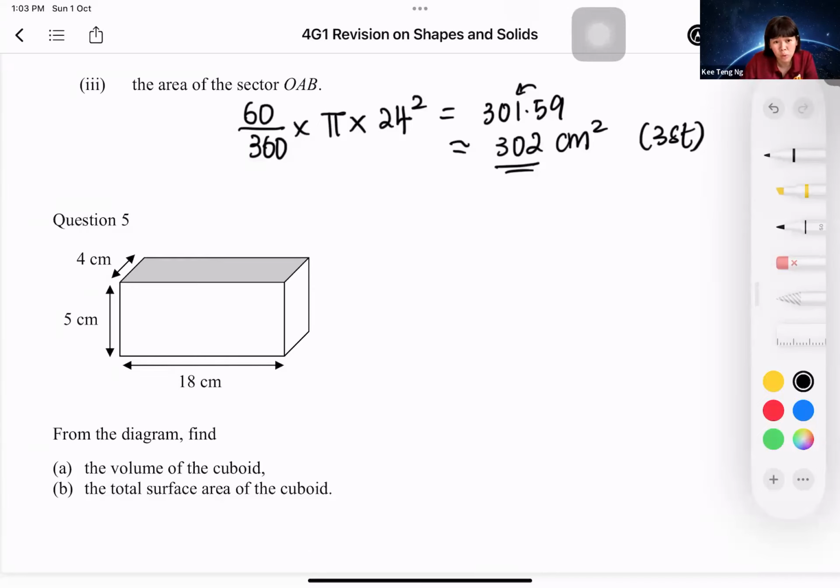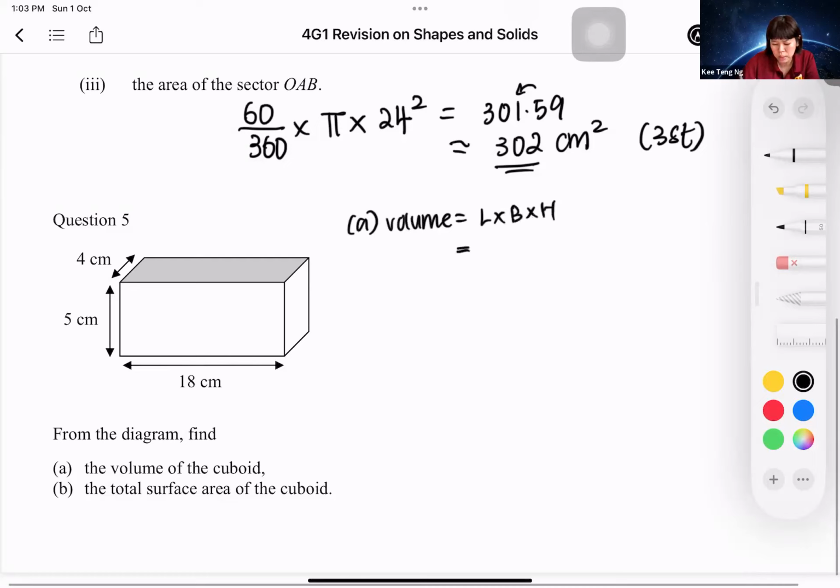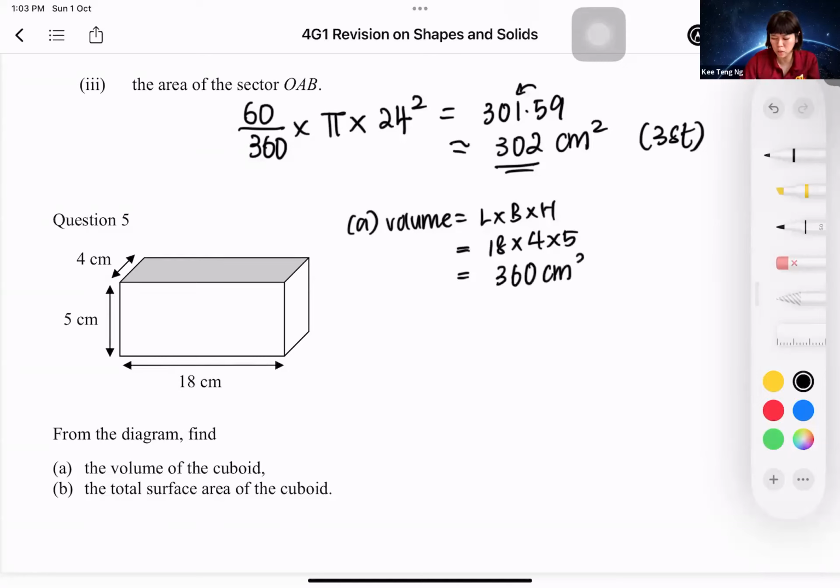So find the volume of the cuboid. Part A, volume equals length times breadth times height. So the length is 18, breadth 4, and height 5. It doesn't matter which order, just multiply all three of them together. So you get 360 cm cubed.